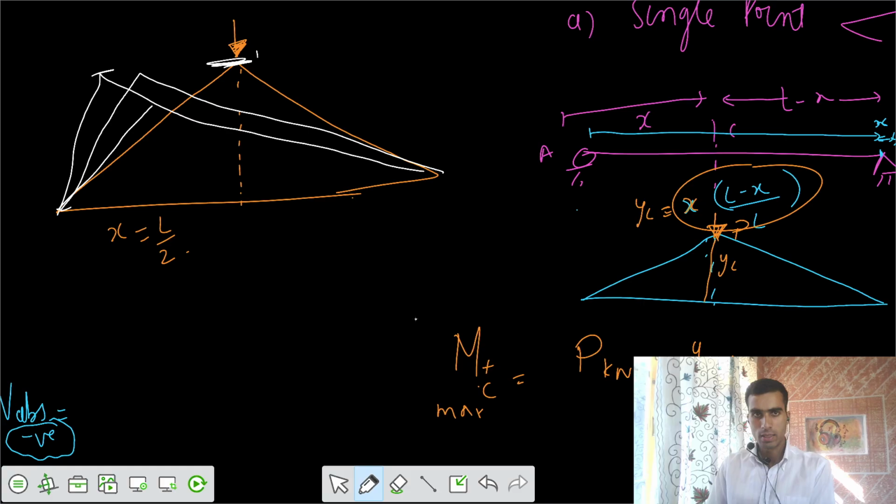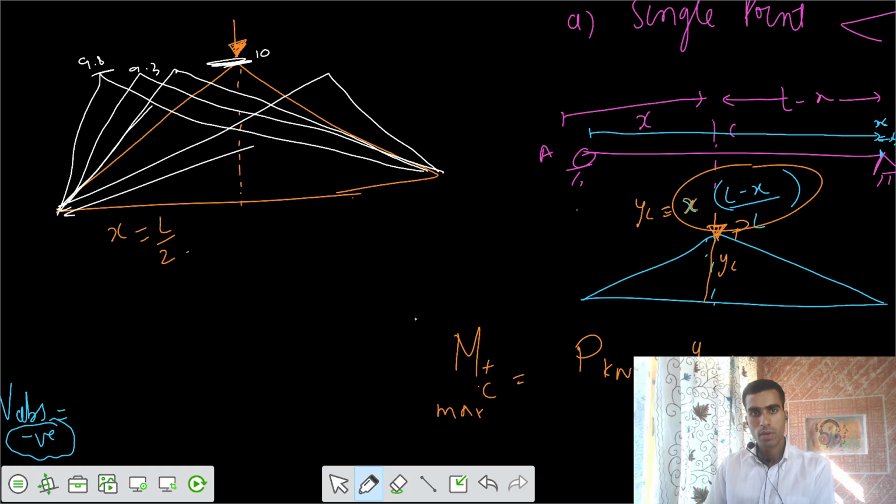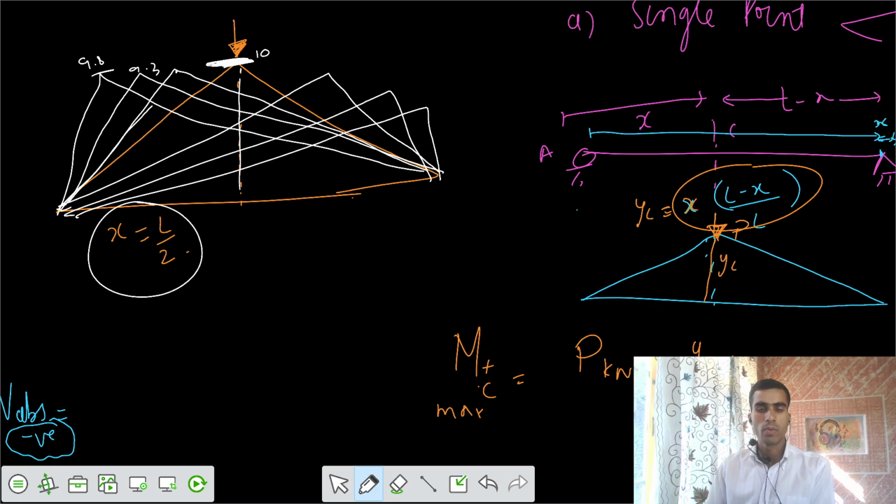Let's say this is some 10 value, this is 9.8, this is 9.3, 9.6, some values we have of the ILD. Similarly, from the other side also you can have some values, but you won't have that maximum ordinate anywhere except when x equals L by 2. So if you substitute, the value of YC equals L by 2 divided by L, AB by L. So that's the ordinate of L by 4.